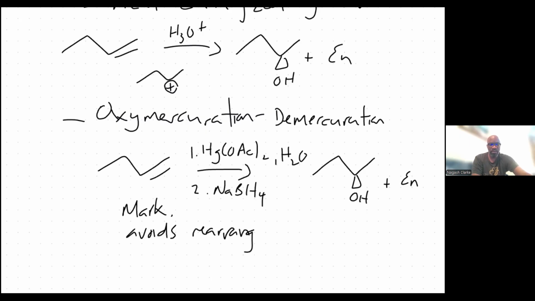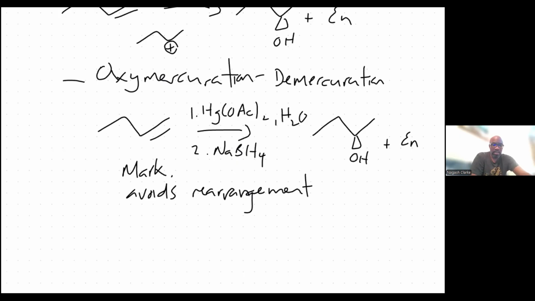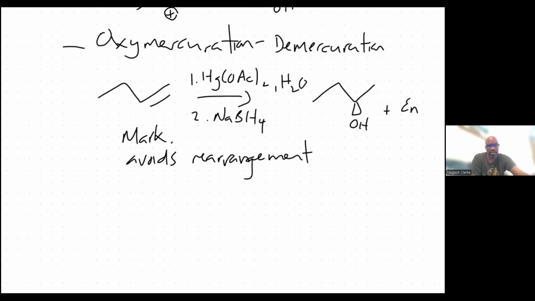Now, the fact that you have mercury as one of the reagents makes it not something that you necessarily want to use on an industrial scale because mercury is very toxic. And then the last one is an anti-Markovnikov hydration, and this is hydroboration oxidation.